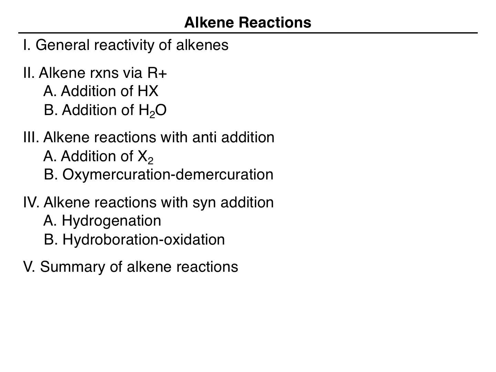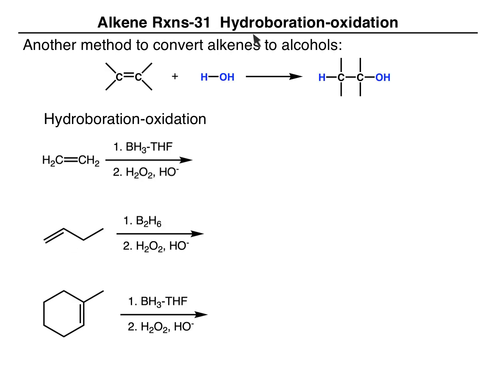And finally, the last alkene reaction that we're going to cover is another one that proceeds with syn addition, and this is called hydroboration-oxidation. So hydroboration-oxidation is yet another method to convert alkenes to alcohols. So we are adding the equivalent of water across the double bond, but we're not actually using water as a reagent. So the process of hydroboration oxidation occurs in two steps.